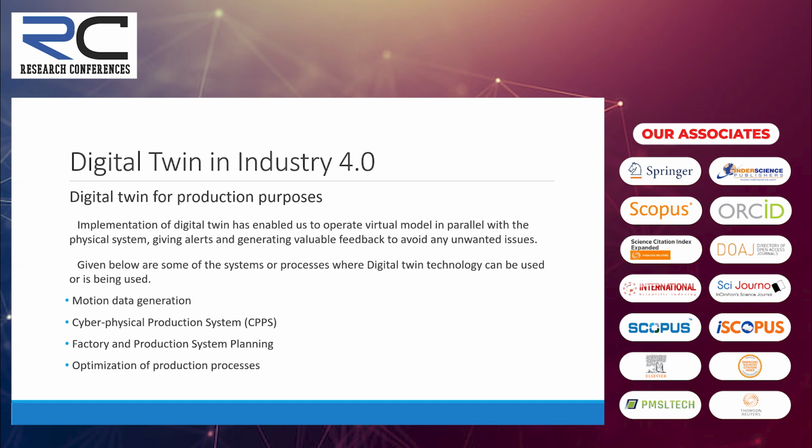So the next point is cyber physical production system. Cyber physical production system is one of the main core components of Industry 4.2. Digital twin has enabled a production system to be centralized and have full control of the production process.